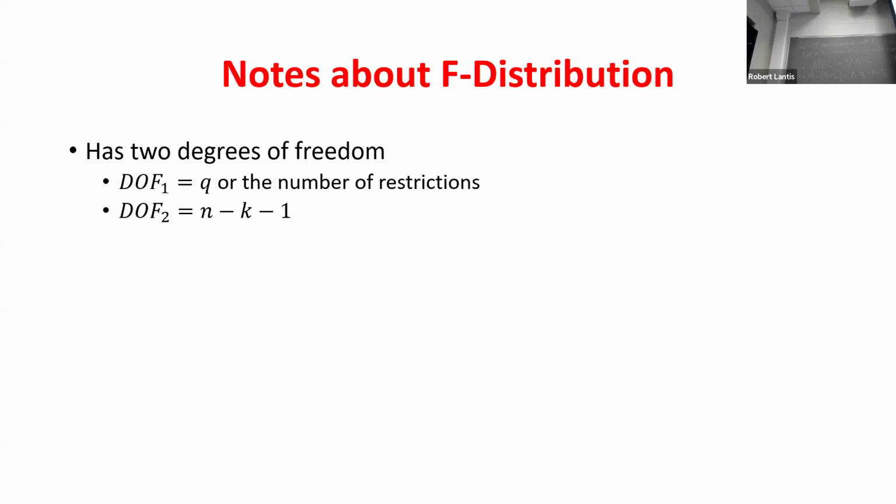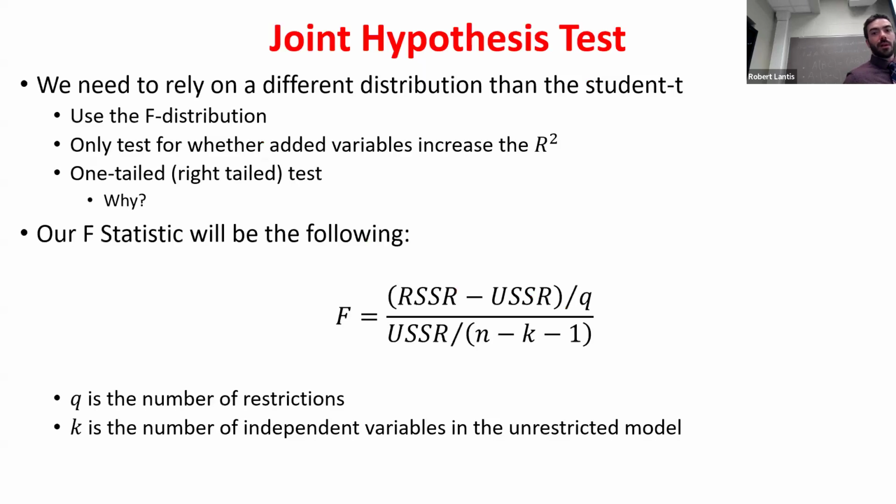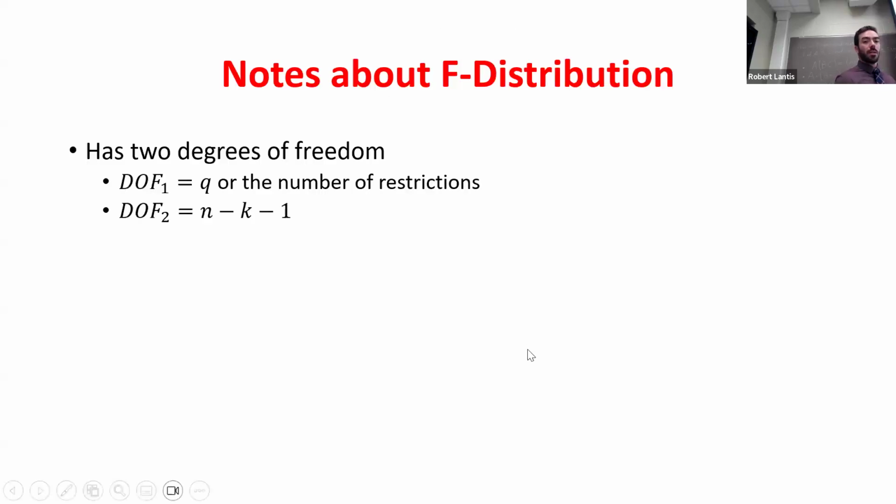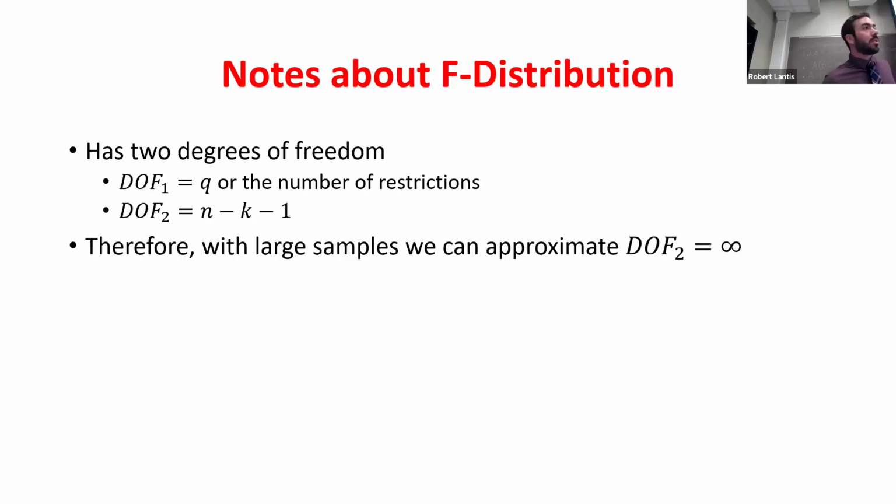Yep. So with an F distribution, not only do we have one degrees of freedom, but because we're not dividing just by n-1, we're dividing by n-k-1, and then we're dividing by Q here, we actually have 2 degrees of freedom. So our degrees of freedom are going to be, well, we're dividing by Q and we're dividing by n-k-1. So those are going to be our 2 degrees of freedom.